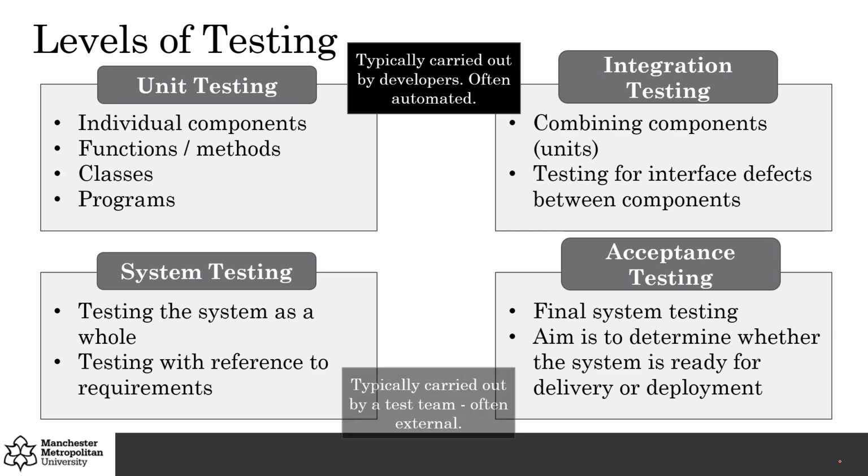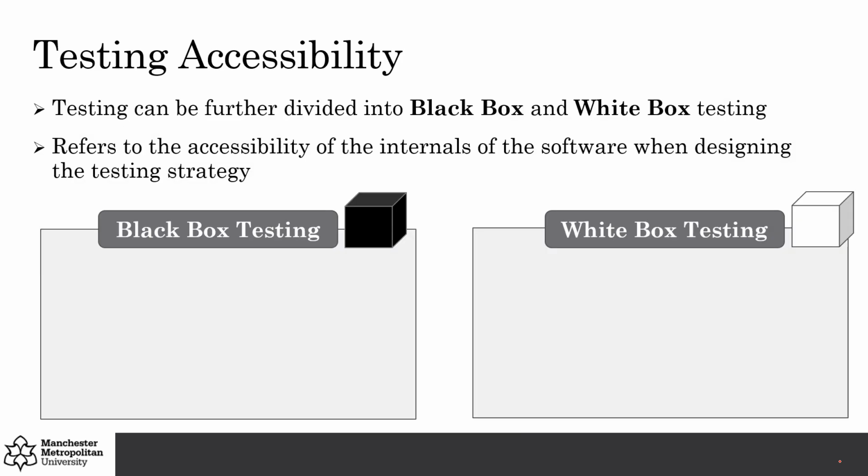And those last two there, system testing and acceptance testing, are typically carried out by a test team, and quite often those are external. So someone external will test to see if you've met those requirements. So those are the 4 levels of testing, and these levels of testing can be further divided into black box and white box testing. Now when we say black box and white box, that refers to the accessibility of the internals or the code of the software when designing the testing strategy.